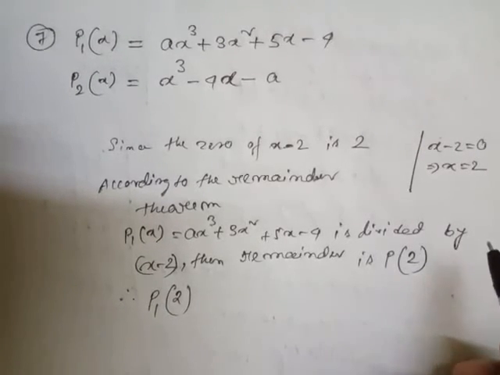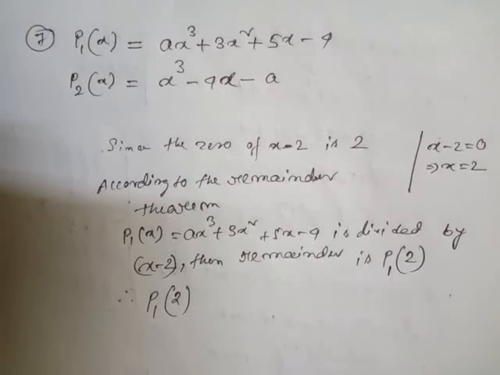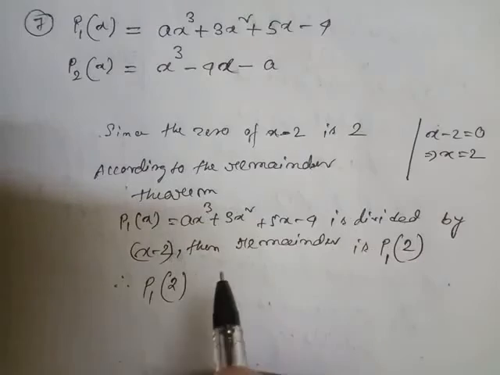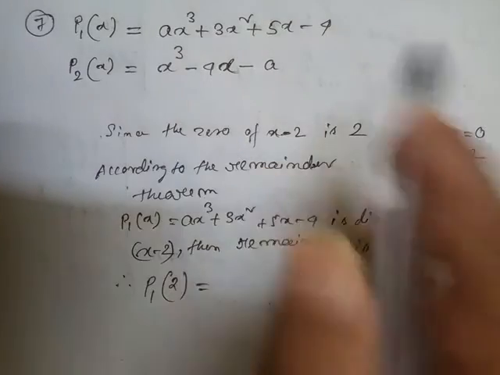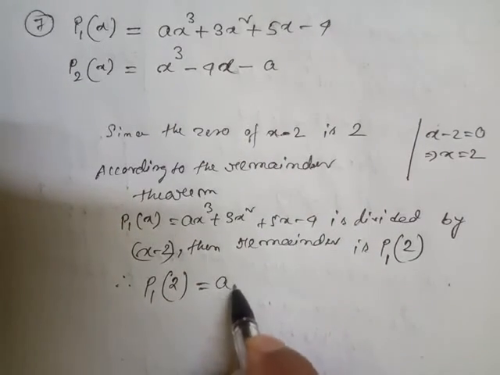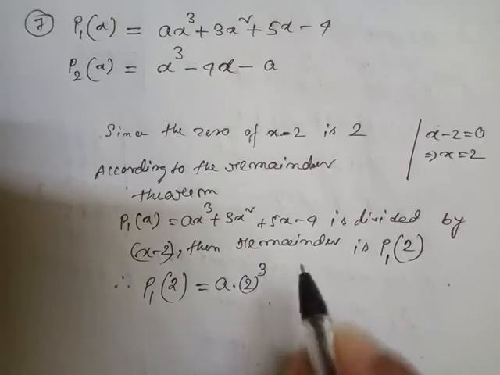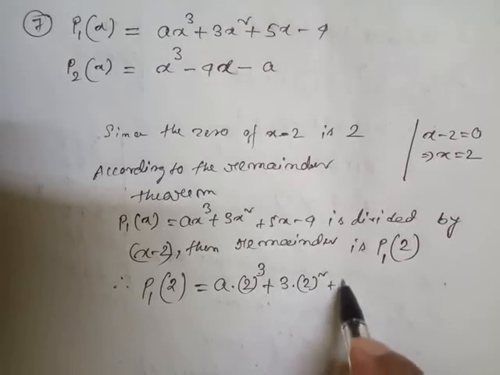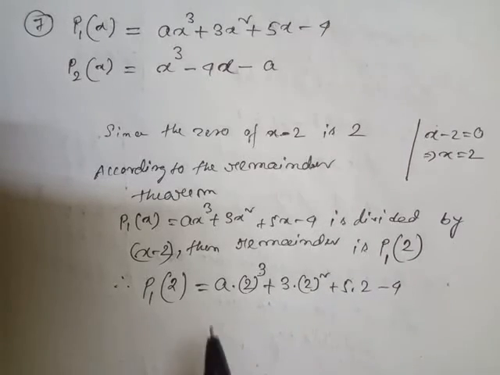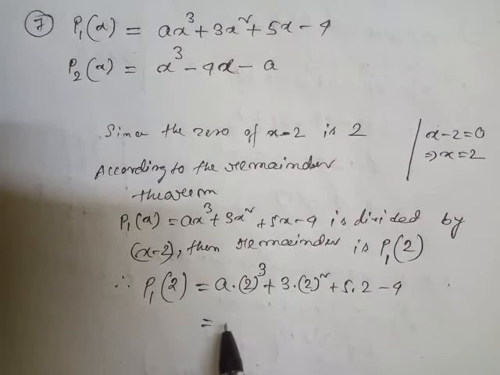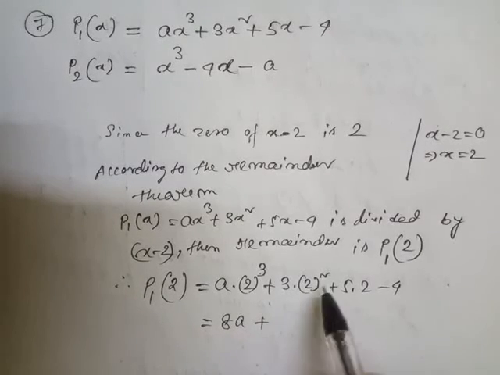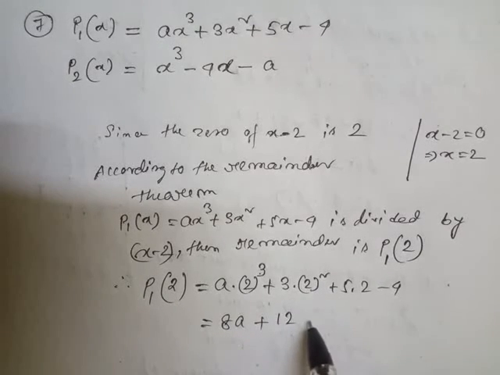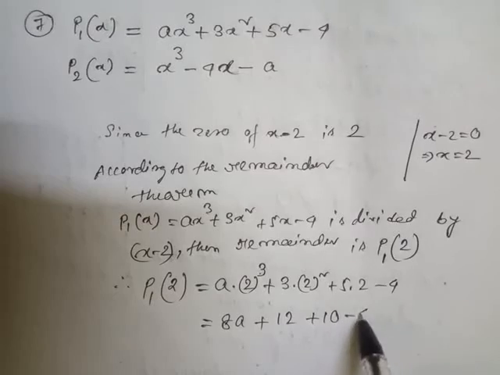Now look students, after that, P1(2) equal to this value. In place of x, I will put the value of x, that is, a times 2 cube plus 3 into 2 square plus 5 into 2 minus 4. Now 2 cube is 8, that is 8a, and 2 square is 4, 3 fours are 12, then 5 twos are 10, minus 4.